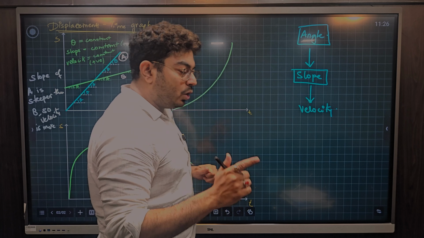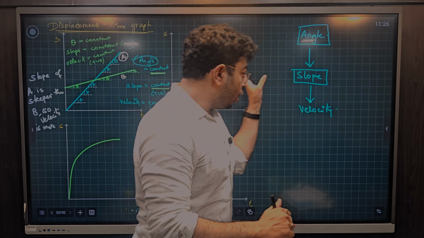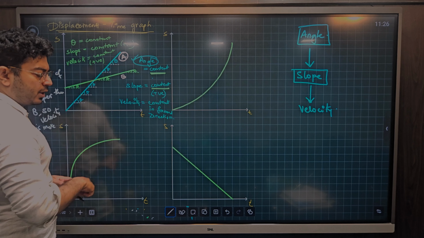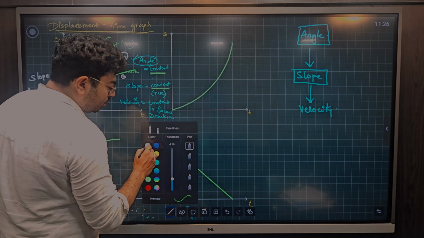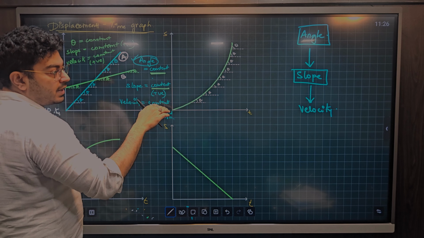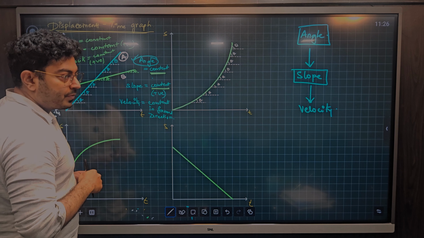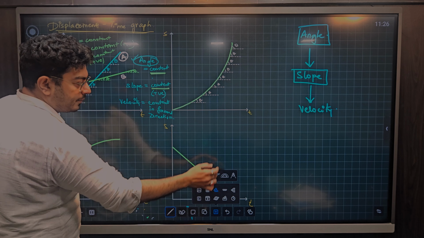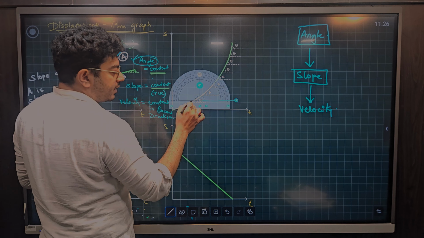Now similarly, we are going to do all these graphs. Very easy. Within a fraction of a second, we will be able to do this. What we have to do? You are going to tell me. Can you see? I have made the angles like this. We have to judge by the angle. We are going to use a protractor here.